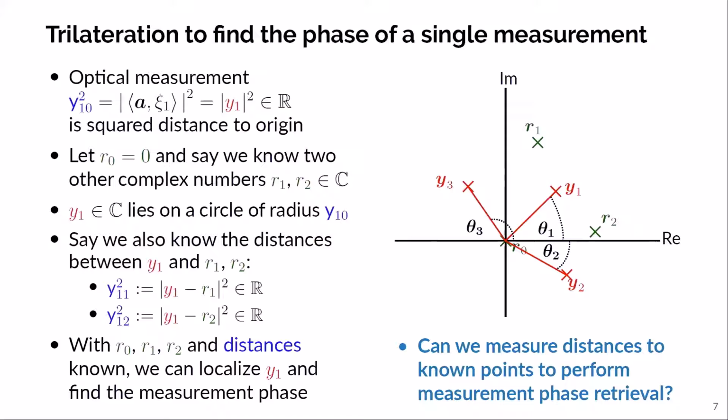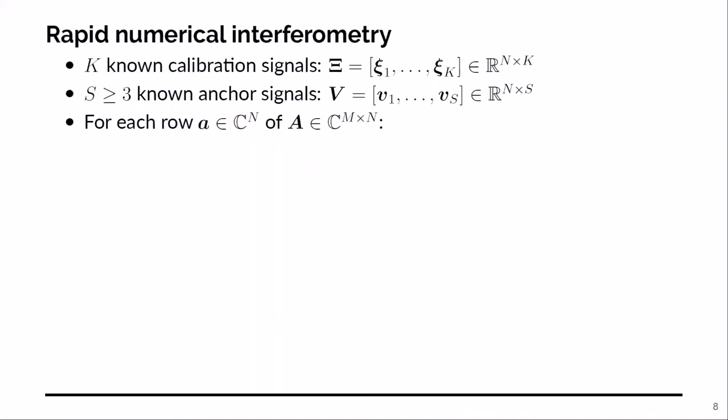Central to this method is trying to measure distances in order to perform measurement phase retrieval. The question is, can we measure distances on our optical systems? The answer is yes, and we're going to go through how we do that now. We're going to call this numerical interferometry. We have K known calibration signals, and we have at least 3 known anchor signals, because, as we saw previously, we need at least 3 points in order to do trilateration.